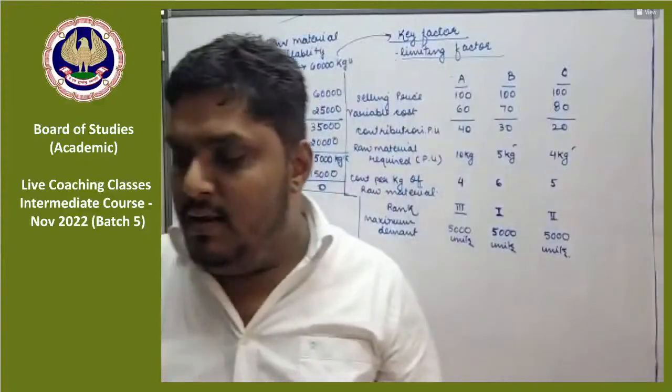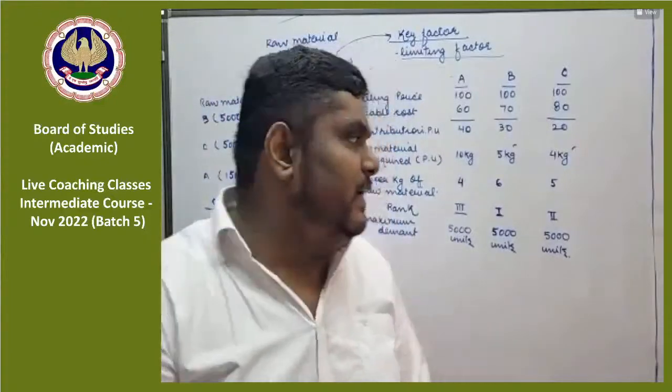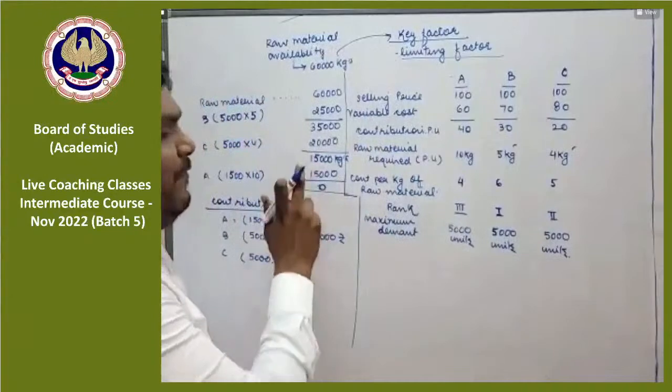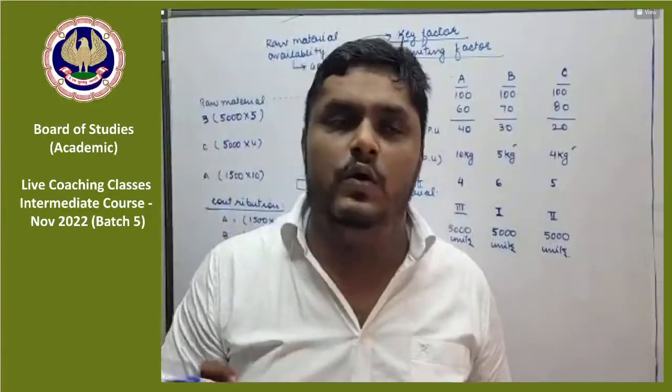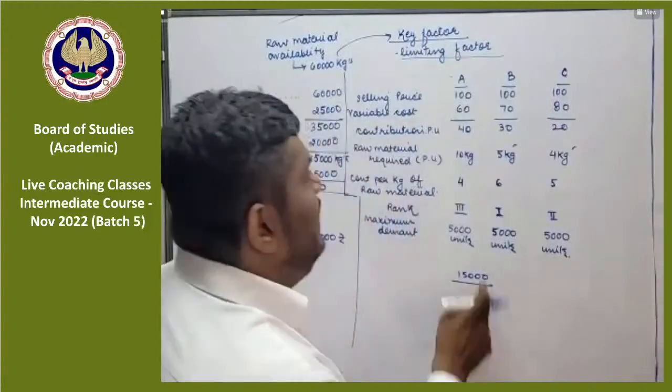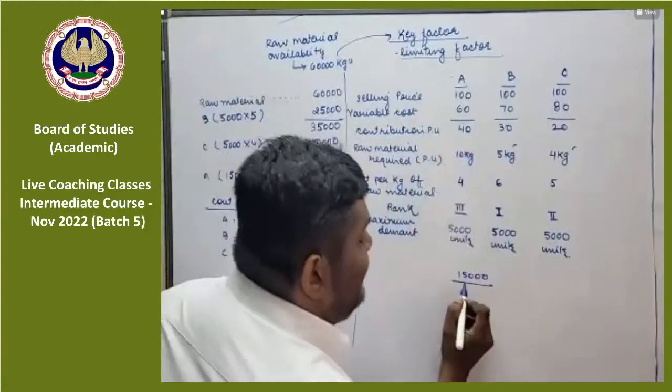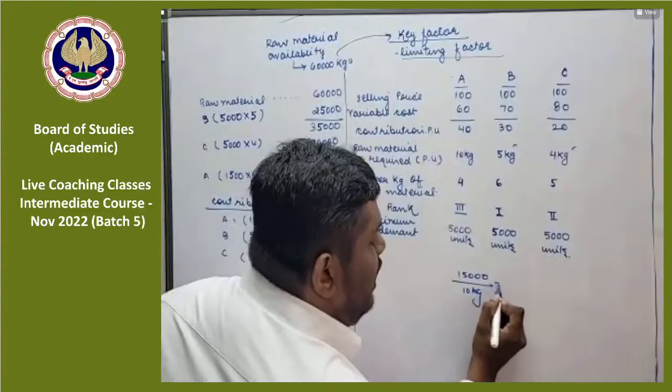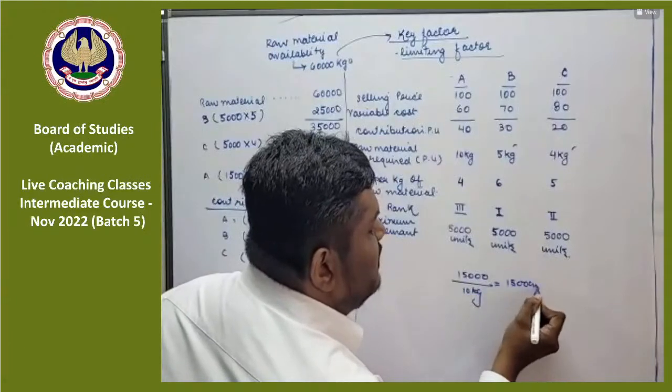Rafika Mehman, sir, how do you calculate 1500? Very simple, my dear. 15,000 kgs we are left with. So 15,000 kgs we have, and per unit requires 10 kgs of raw material. So how much quantity? 1500 units.